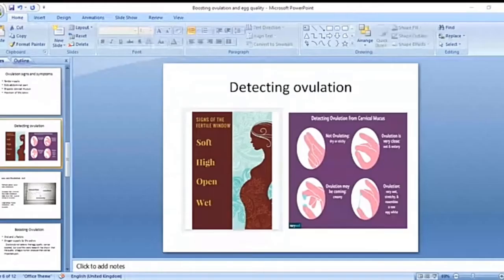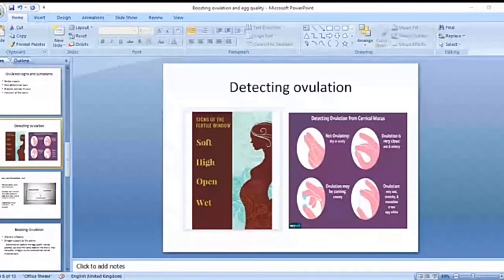Cervical mucus, and from this picture you can see the cervical mucus for ovulation. The first one is not stretchy, and the second one is actually stretchy. The last one is the fertile cervical mucus. Another way we can detect ovulation is the position of the cervix.